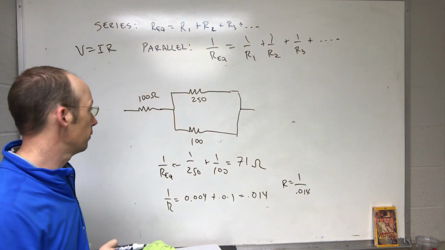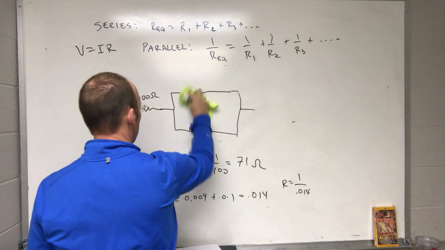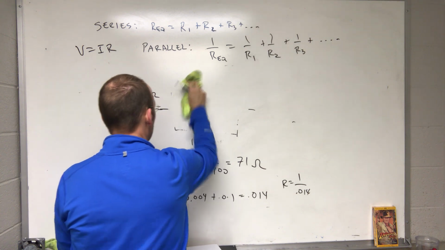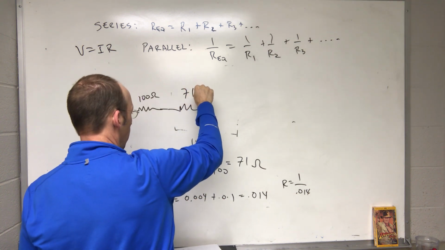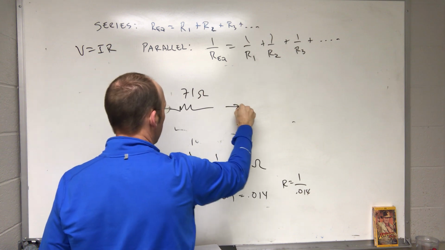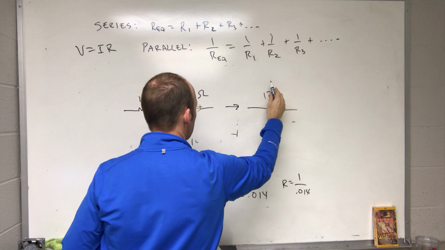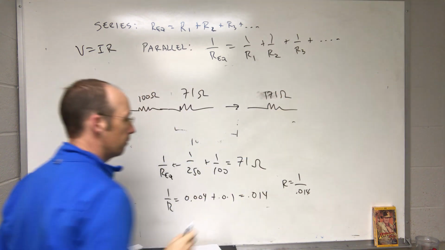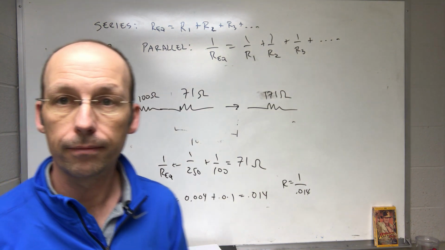Okay, good. So now I have this. I'll just erase it because I have a board. Now I have this, and I got rid of those parallel resistors, and I have this 71 ohm. Now that becomes just one resistor. I can add those together. I get 171 ohms. Boom, done. Okay, that was longer than I wanted it to be. Oh well.